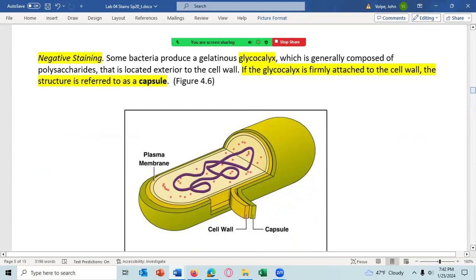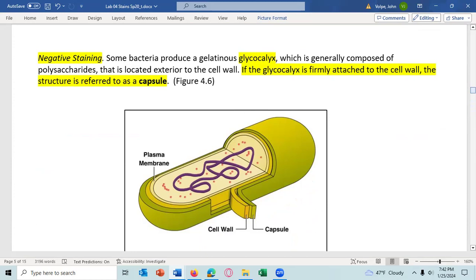Let's first talk about the negative stain. It allows the glycocalyx to be seen in a cell. If the glycocalyx is firmly attached to the cell wall, we refer to it as a capsule. The glycocalyx, if it's a capsule, also has to have many molecules in the glycocalyx besides water.